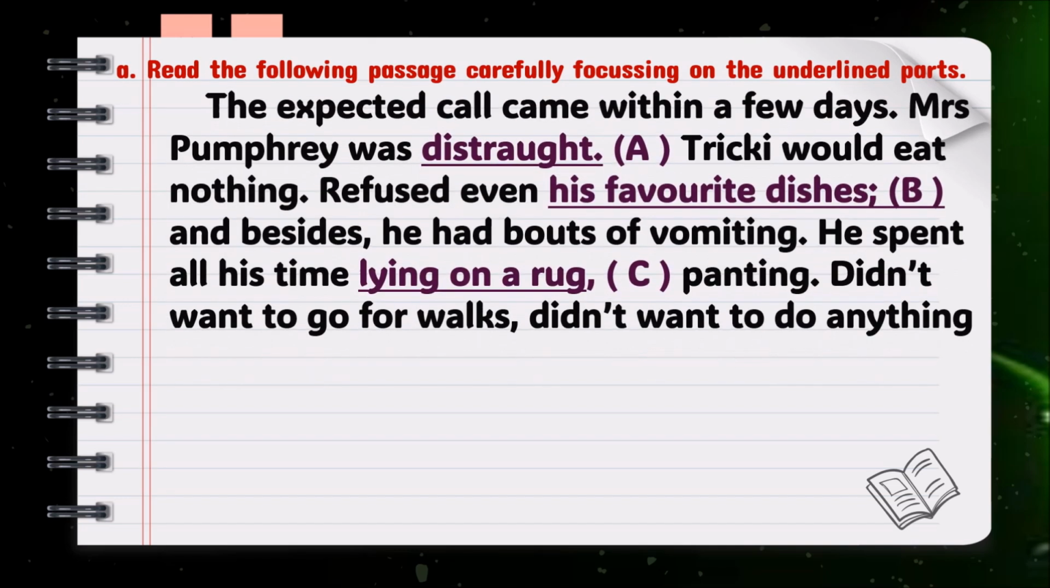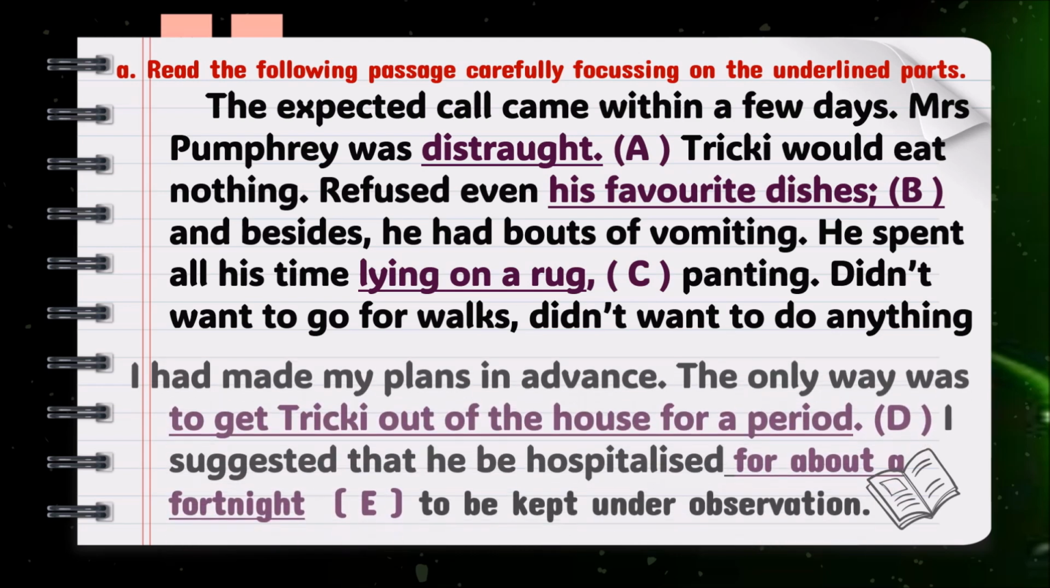So now here is the question that we have taken from our lesson. Read the following passage carefully, focusing on the underlined parts. The expected call came within a few days. Mrs. Pumphrey was distraught. Tricky would eat nothing, refused even his favorite dishes, and besides, he had bouts of vomiting. He spent all his time lying on a rug, panting. Didn't want to go for walks, didn't want to do anything.